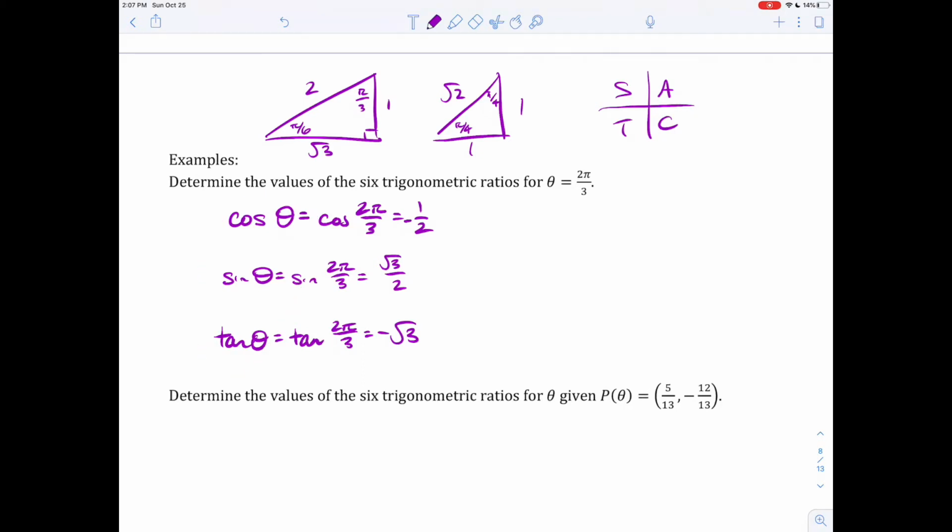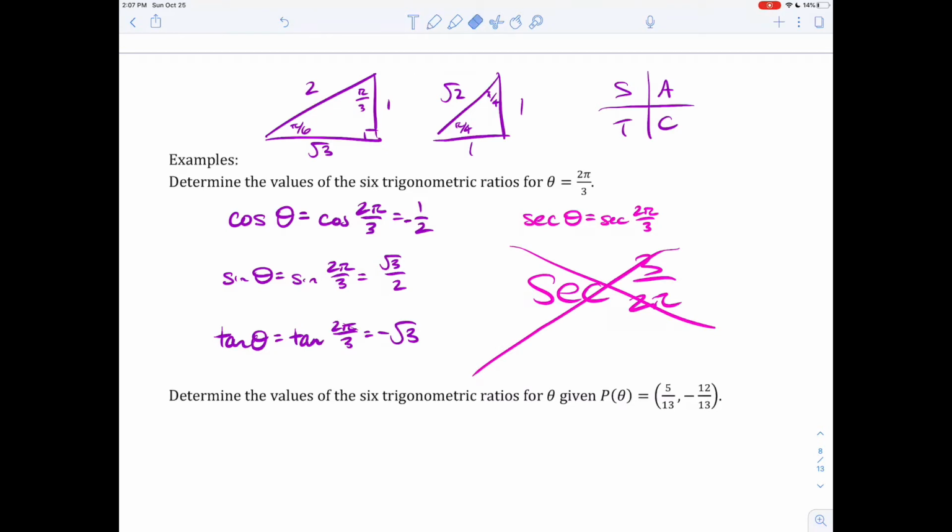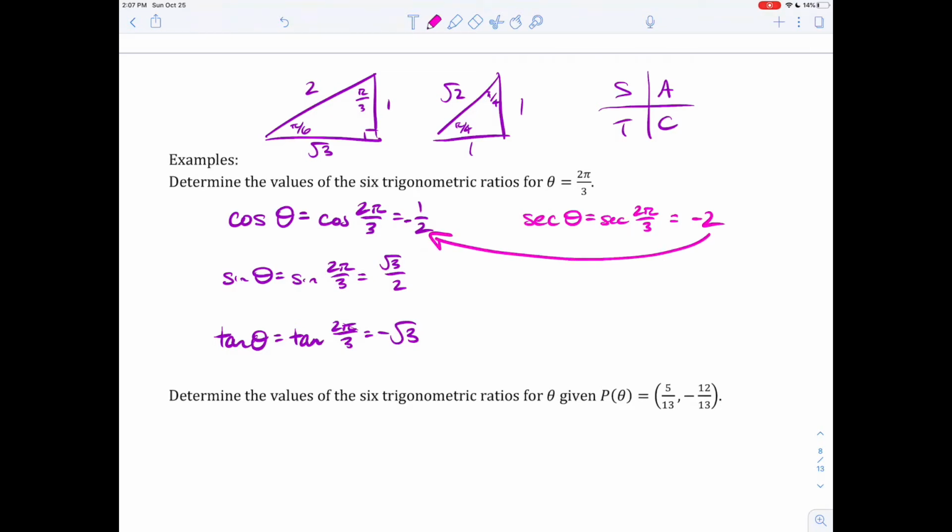And if we want to get the reciprocal ones, we can say that the secant of theta, which in this case is the secant of 2 pi over 3, is the reciprocal of this value. It is not the reciprocal of this. So we're not saying secant of 3 over 2 pi. That's a huge no-no. We're taking 1 over this value here. And by that logic, it is negative 2.